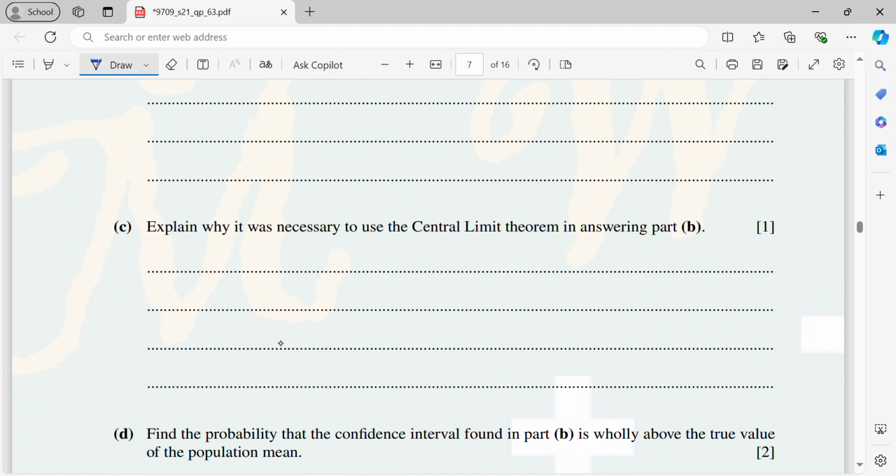Now C, explain why it was necessary to use the central limit theorem in answering part B. Okay, because the population of masses is not normal. Because it never mentions normal. It's not normally distributed.